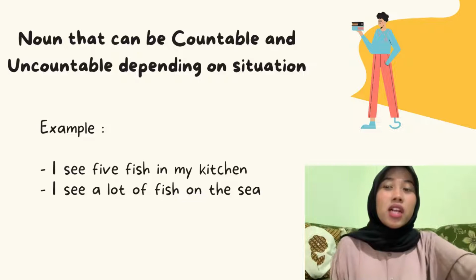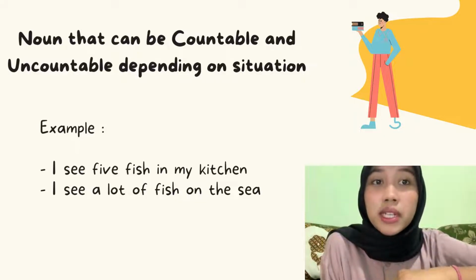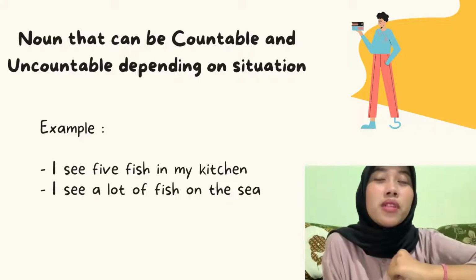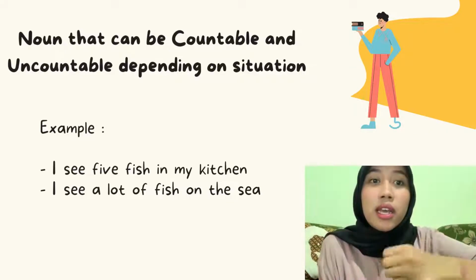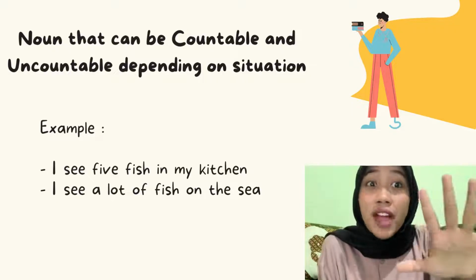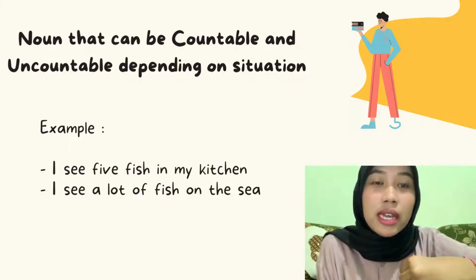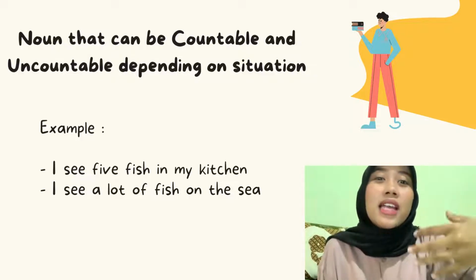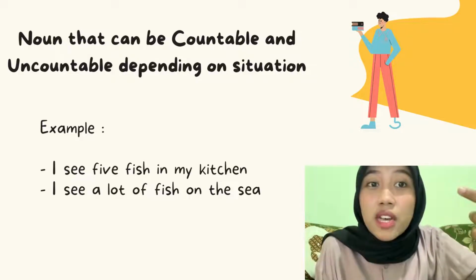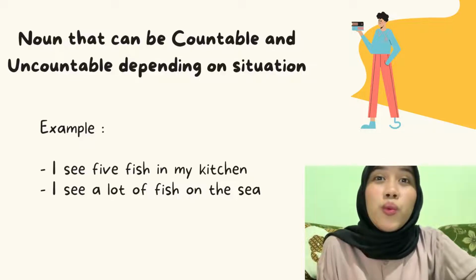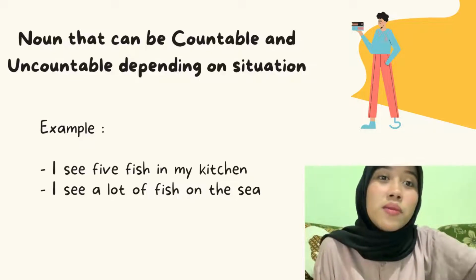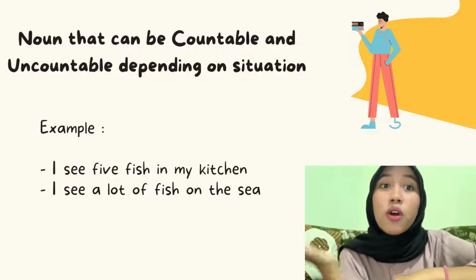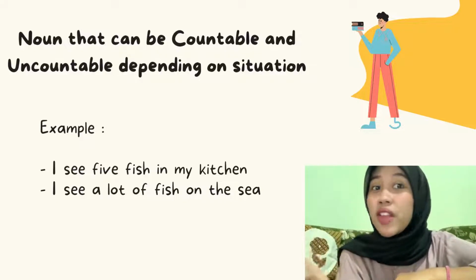And next, I'm gonna talk about nouns that can be countable and uncountable depending on the situation. The example is fish. If we say, I see 5 fish in my kitchen, it's countable noun. But if we say, I see a lot of fish in the sea, it will turn into uncountable noun. So fish can be countable or uncountable noun depending on the situation.